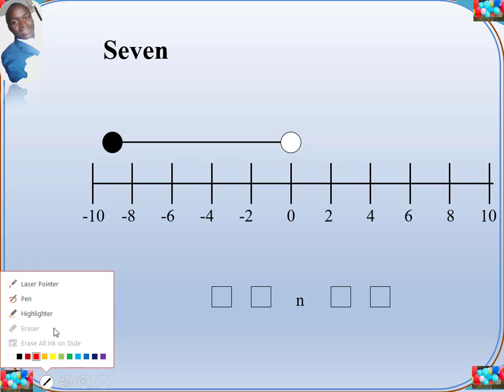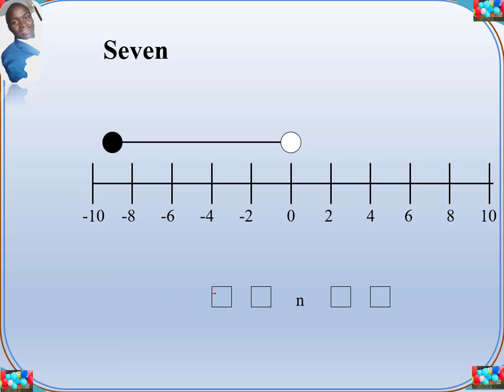I can pick some ink and refill. -9 is less or equal to n, but n is less than 0.